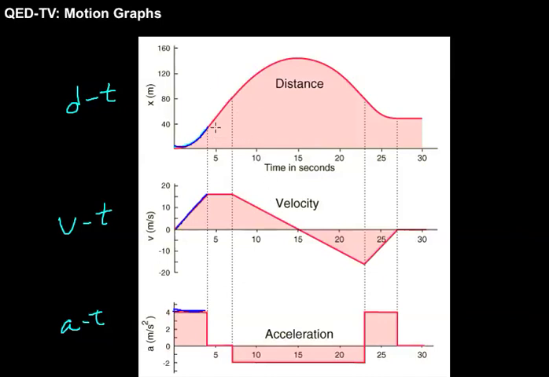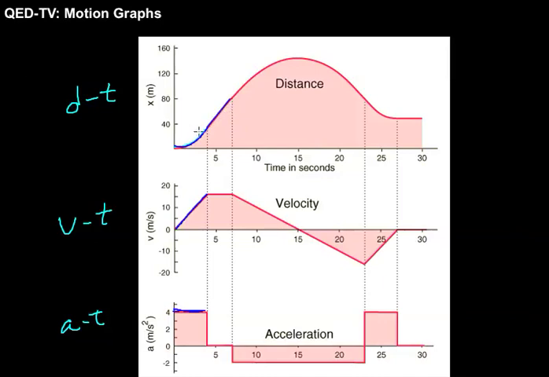So then what do we have next? Well, we have a straight line on a distance time graph. What does that mean? That means we have a constant velocity right there. I'm having a hard time making that look nice. Let me try it here with the line tool. Okay, and so we have a constant velocity there.